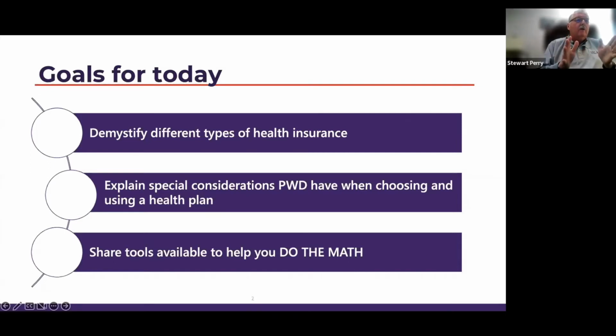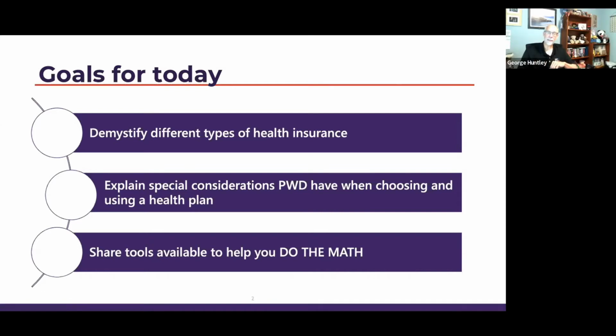So let's talk about what we're going to do today. We'll demystify the different types of health insurance. By the time we're done with this quick half hour, and it may go a little long, you'll understand what these acronyms mean. We're going to talk about special considerations people with diabetes have when choosing a health plan, and there's a tool that we will share that will help you do the math. Jacob's going to make sure that link is available to folks. There's a spreadsheet that, for those that really love math, you can download that'll walk you through some of the issues.